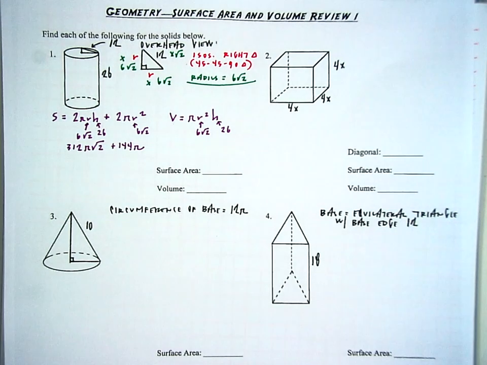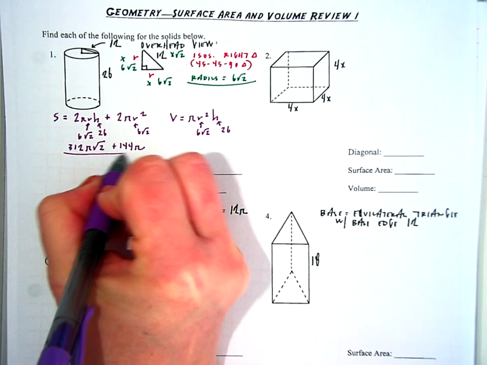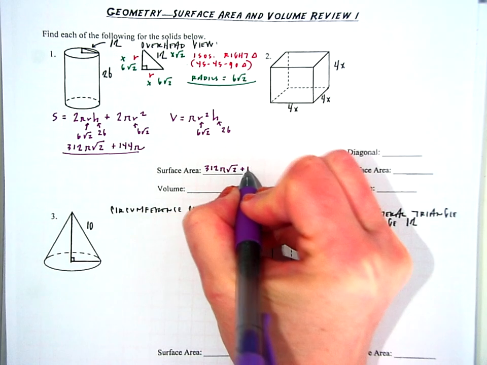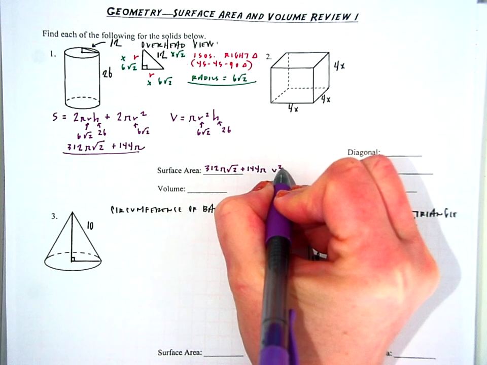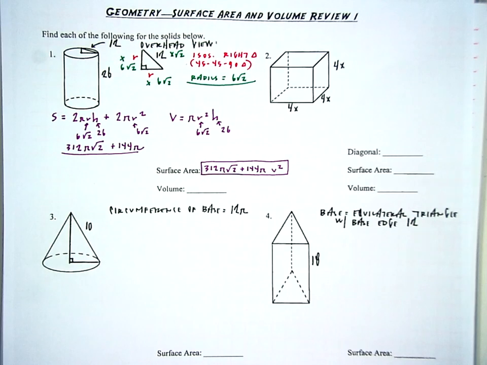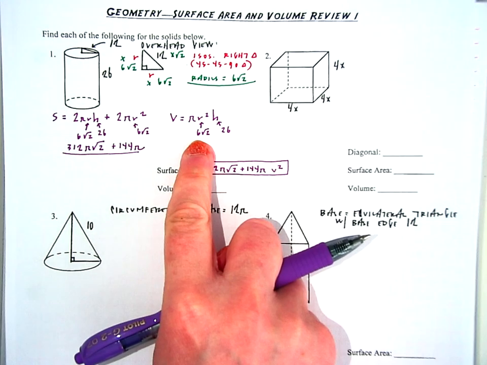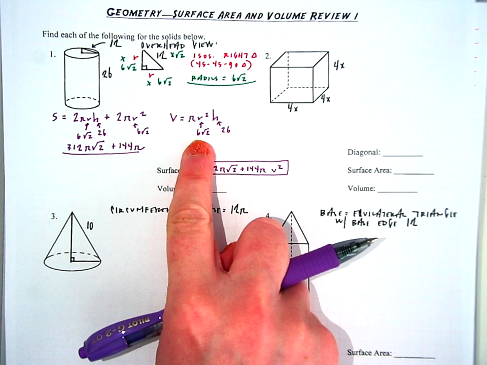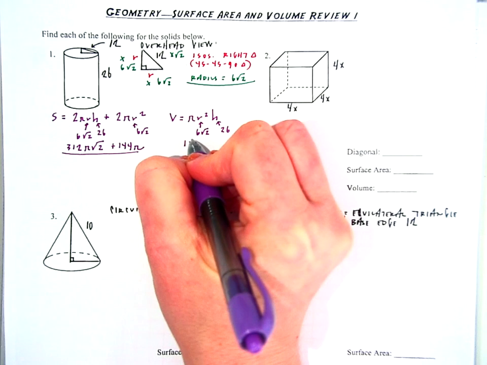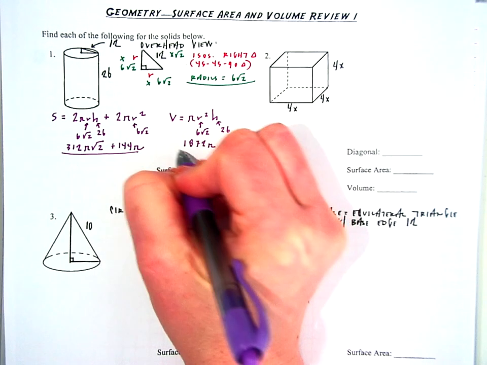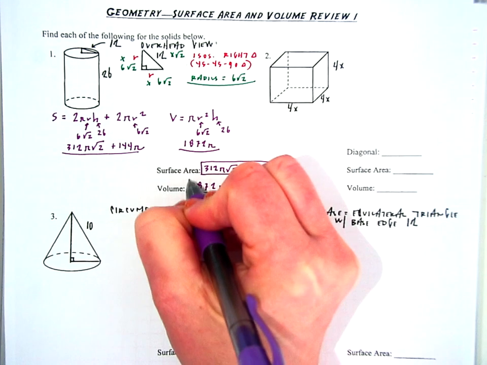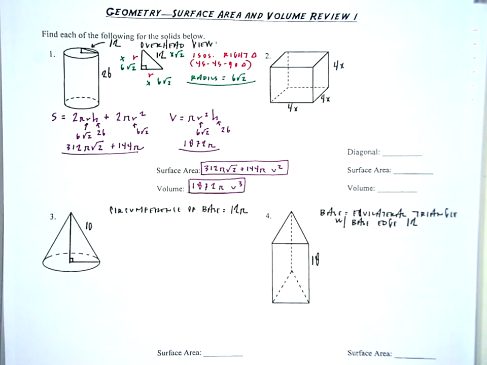Those are not like terms. There's nothing else I can do to consolidate. So that's my surface area. So 312 pi root 2 plus 144 pi and units squared because we're talking about area. So always units squared with area. Okay, volume. Here, 6 root 2 squared is like saying 6 times 6 times 2. So 72 times 26 gets me 1,872 pi. And then units cubed because we're talking about volume. So volume is always units cubed.